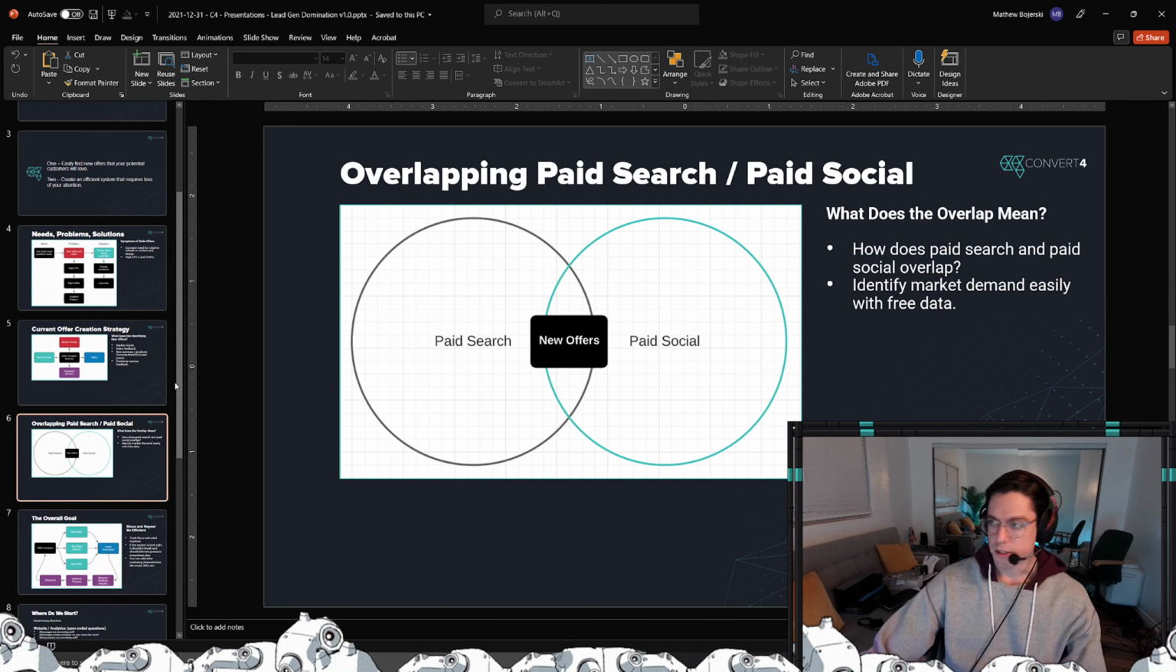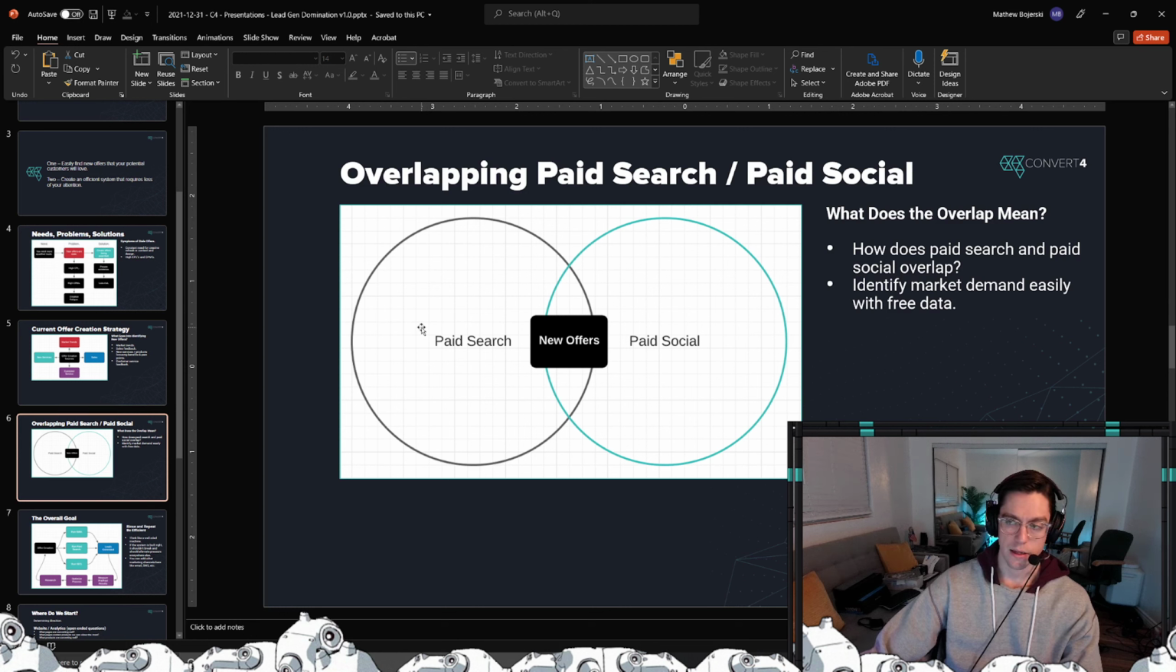So how do we take all this information and utilize this in our lead gen based business to grow our company? Well, you're going to look at paid search, which is the circle here on the left hand side, and you're going to look at paid social, which is over here on the right hand side, and we're going to understand how these overlap.